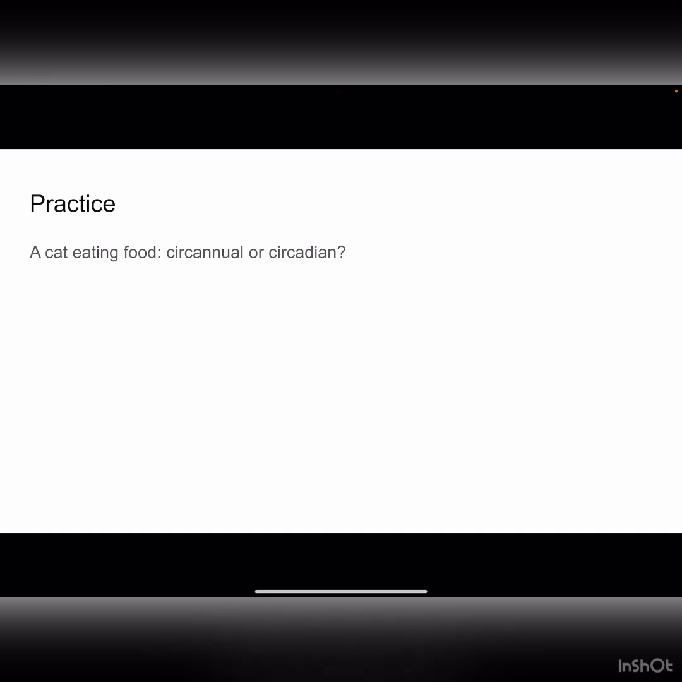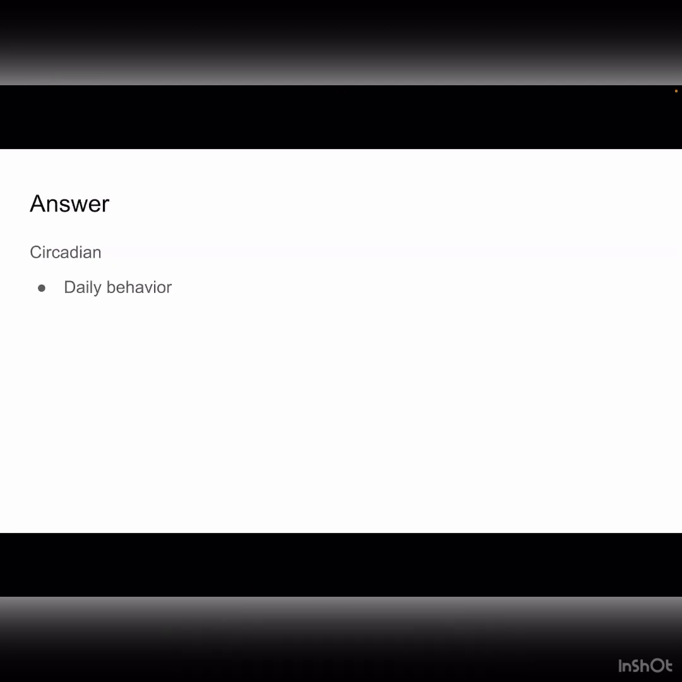Say that we have a cat eating food. Is this behavior circadian or circannual? It is circadian. The cat hopefully eats every day. Recall that circadian means about a day. So that would make this behavior circadian behavior.